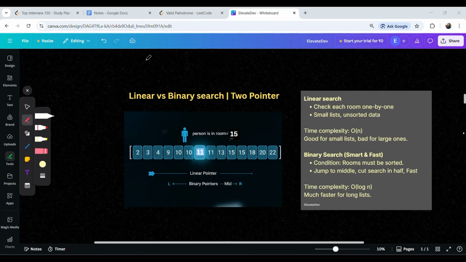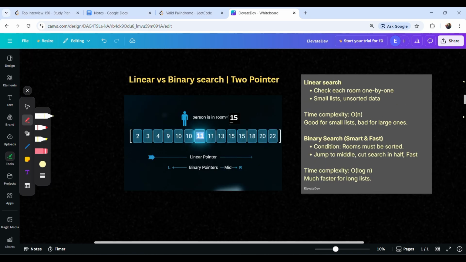If you don't know yet, linear search and binary search are two important searching techniques, okay? And let's take a real life example. You are given a set of rooms and suppose you have to find a person, suppose Elon Musk, who is in room number 15 right now.